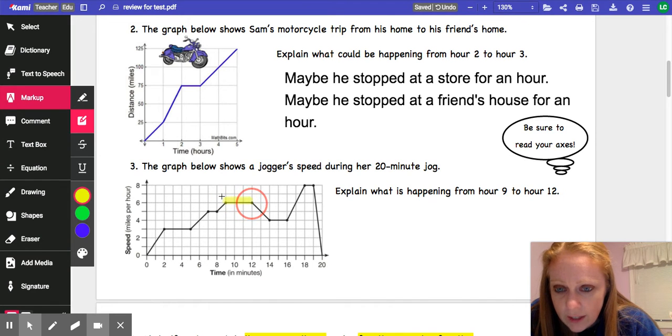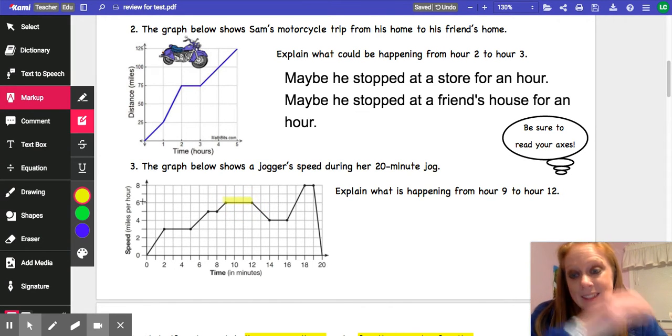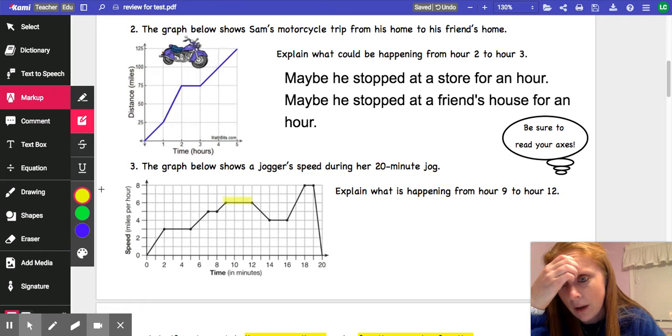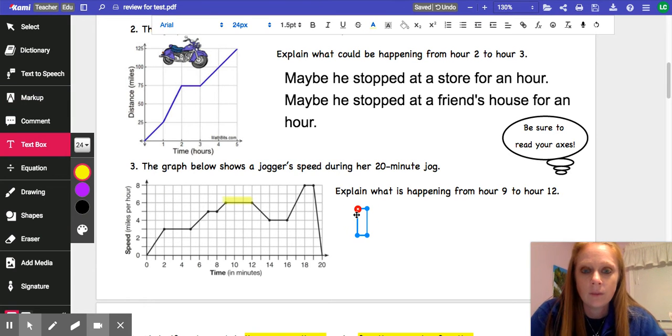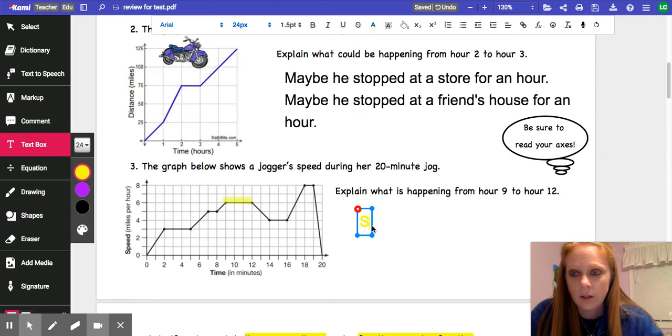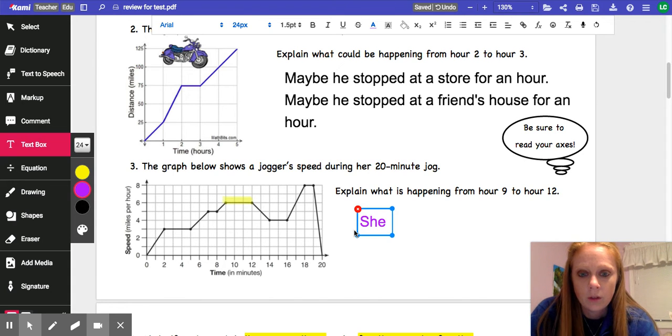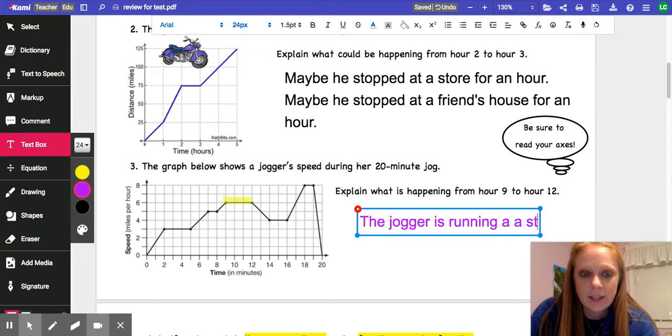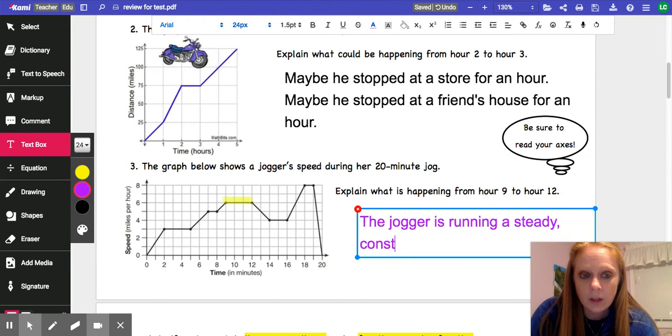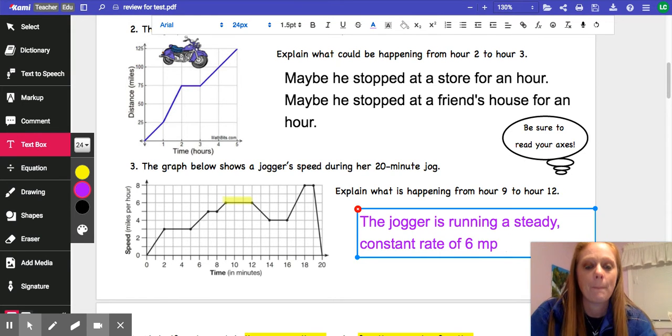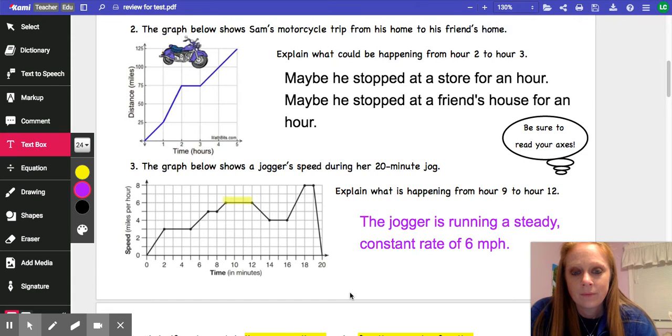So this stretch right here, you see that she's running at a steady rate of 6 miles per hour. Now we're in yellow. Well, we'll say the jogger is running at a steady, constant, keyword constant, rate of 6 miles per hour. Okay.